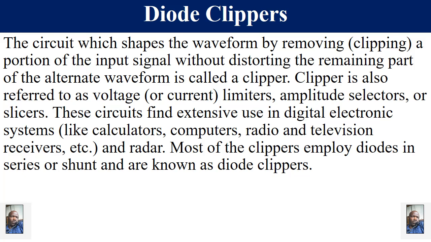It is also called a slicer, and these circuits are found in digital electronic systems like our calculators, our computers, radio and television receivers, and even in radars. Most of the clippers employ PN junction diodes in series or in parallel. Another name for parallel is shunt. So they are known as diode clippers.